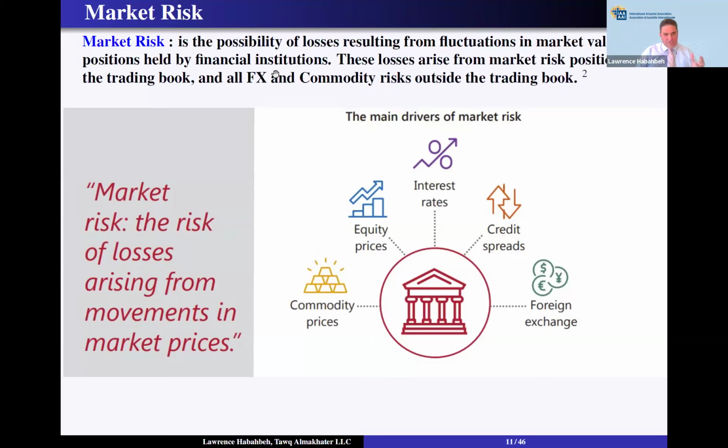Then we will have equity prices, and these are the prices of equities. They could be from any sector, any index, any country, for example, the US S&P 500 index, or the Amman Stock Exchange, or the Euro Stoxx 100. So it's basically any equity, whether individual equities or indices, that falls under the equity risk factor class.